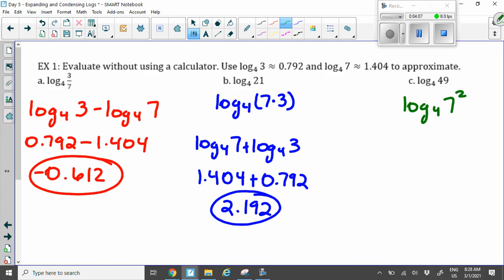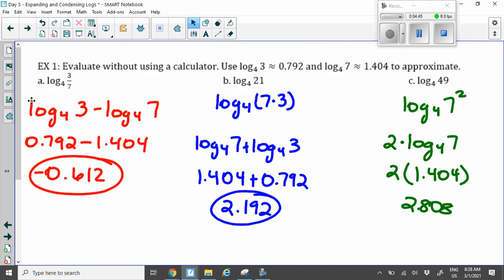Now, expanding this using our power property, I'm going to bring the 2 in front of the log. So I have 2 times log base 4 of 7. So basically, this is saying 2 times, I'm not going to do parentheses, you can do the multiplication sign if you want to, 1.404. Now, if you did 7 times 7, that means you should do 1.404 plus 1.404. So when we do that, we should get 2.808.